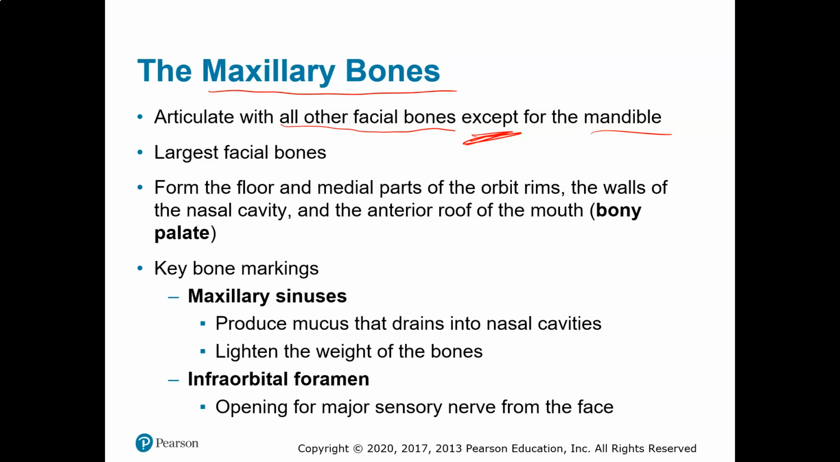And let's see, we do have sinuses in the maxilla, the maxillary sinuses, and the infraorbital foramen is actually part of the maxilla. And remember, that is below the orbit or below the eye socket. And specifically, that foramen is the opening for major sensory nerves from the face.